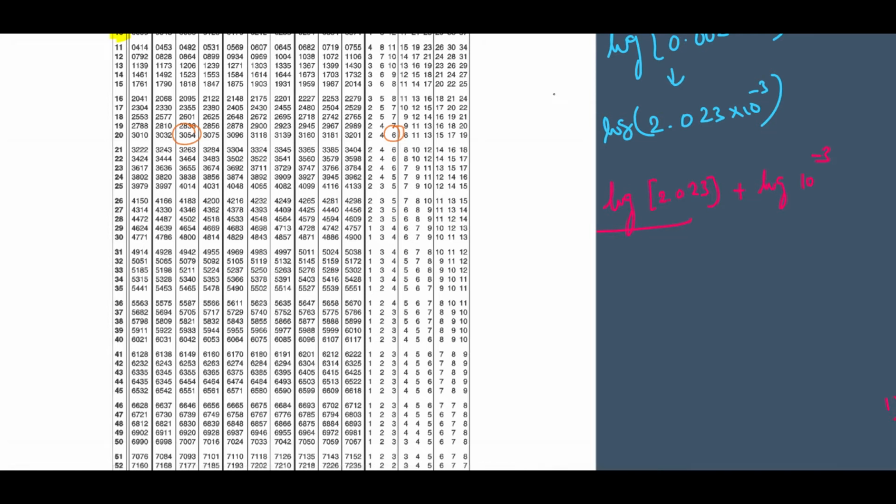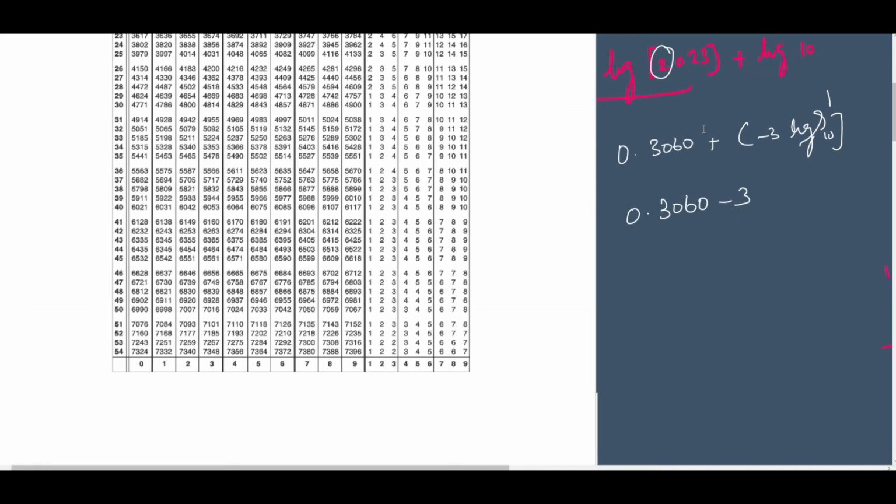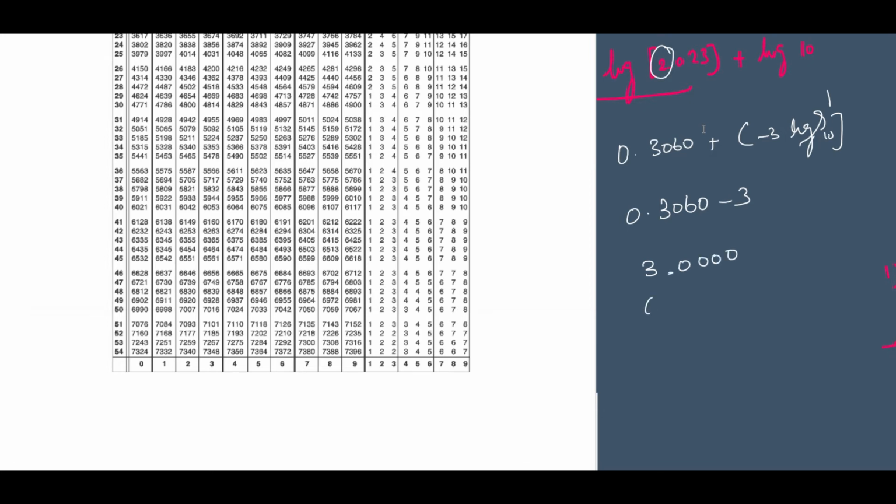First, here the characteristic is only one digit. So for 0.2023, the value for 2023 is nothing but 3060. Then 10 power minus 3 means 3 into log of 10, and this term is 1. So finally we have 0.3060 minus 3. How can we do it? It's very simple. 3 into 000, then 0.3060. Again we have to subtract this number.